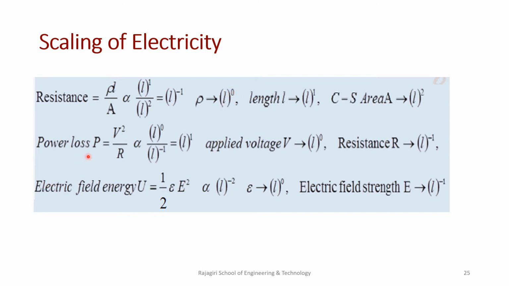The next parameter is power loss P, which is equal to V square by R. Now, V is not related to the linear dimension, so we will take it as L raised to 0, whereas R, which was found earlier, is proportional to L raised to minus 1. So here we get power loss P is proportional to L raised to 1. The next parameter to be analyzed is electric field energy U, which is given by half epsilon E square. E is the electric field strength.